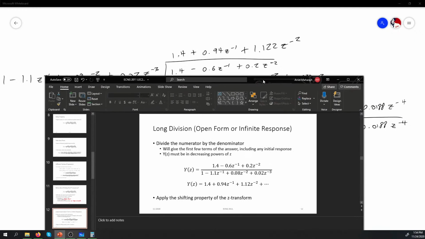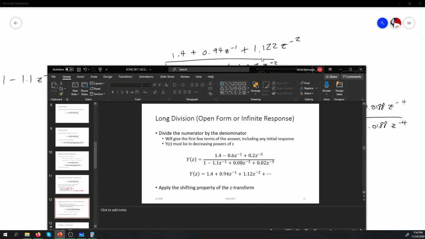And we can verify this here, seeing that this was the answer that we just now calculated when we did the long division.